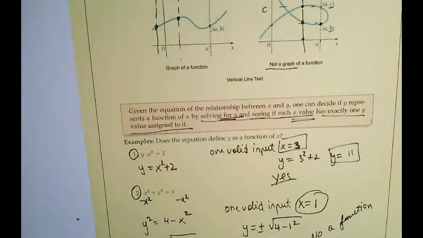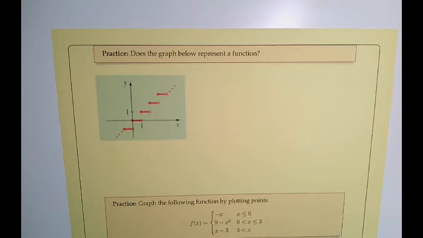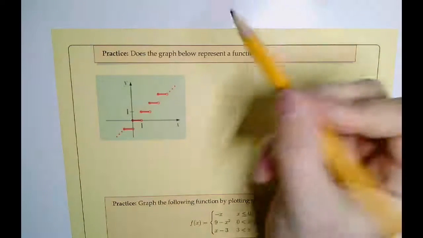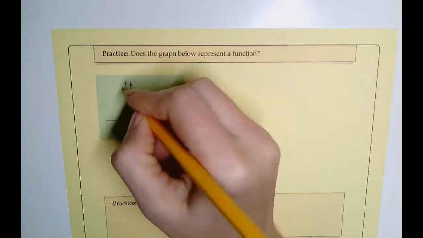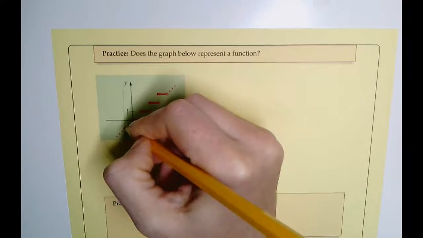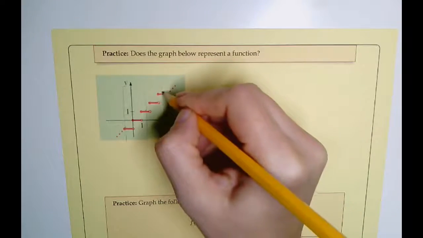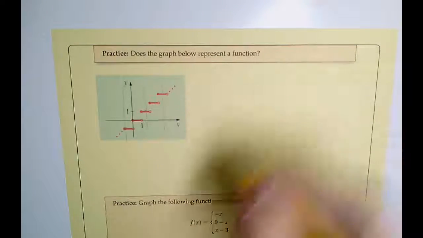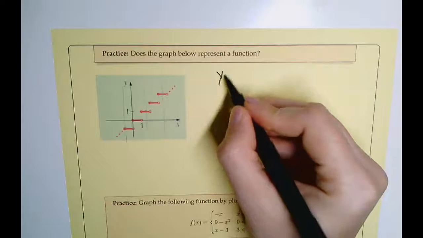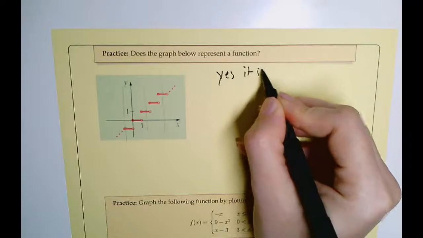All right, so let's practice a little bit. Does this graph represent a function? Well, it's a graph, so to decide if it represents a function, just draw a vertical line. So if I draw a vertical line, it intersects it once. If I draw a vertical line here, it intersects it once. A vertical line anywhere, it intersects it just once. So yes, it is a function.